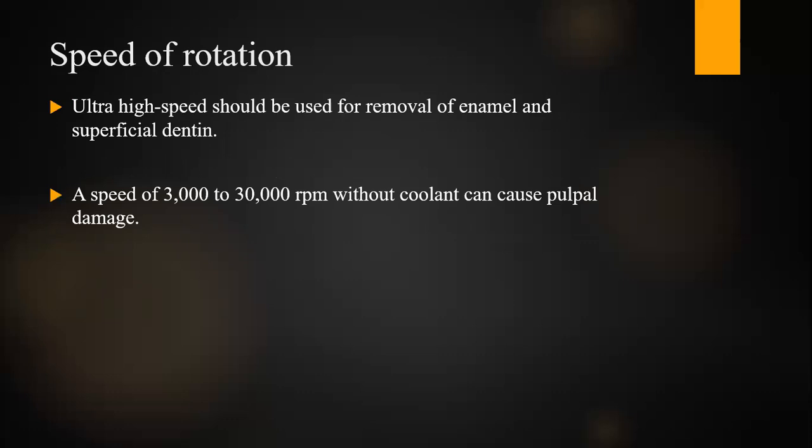Next is speed of rotation. Ultra high speed should be used for removal of enamel and superficial dentin. A speed of 3000 to 30,000 RPM without coolant can cause pulpal damage.